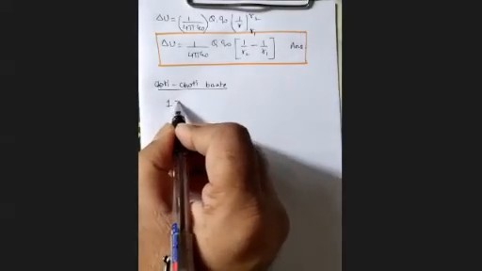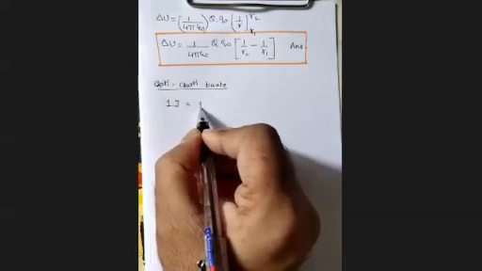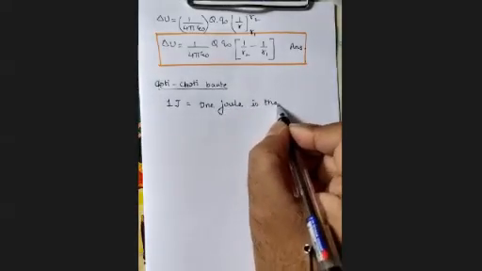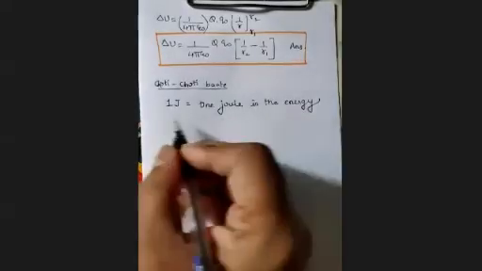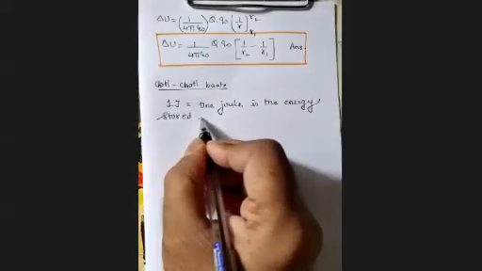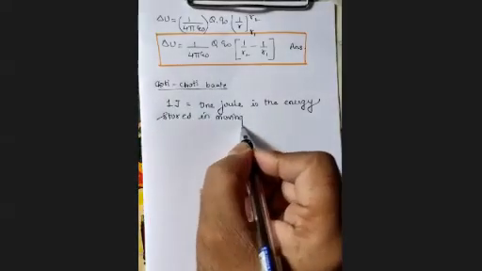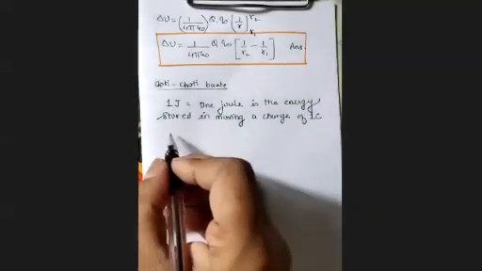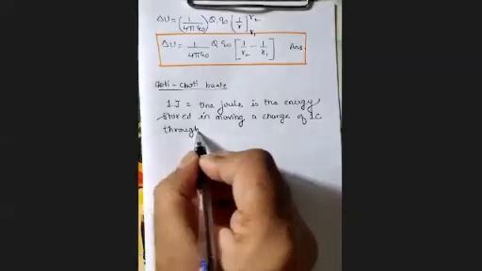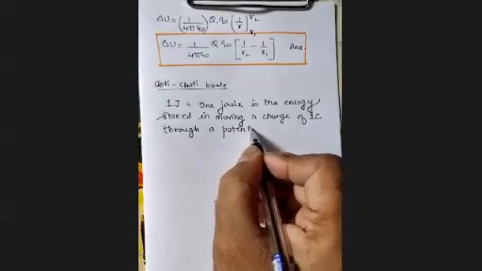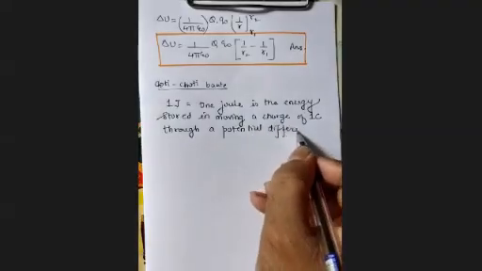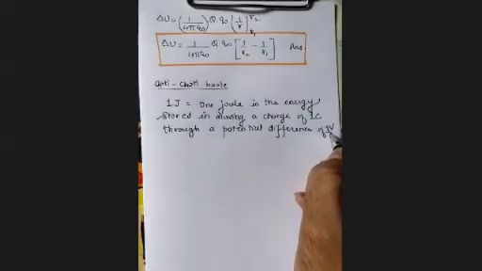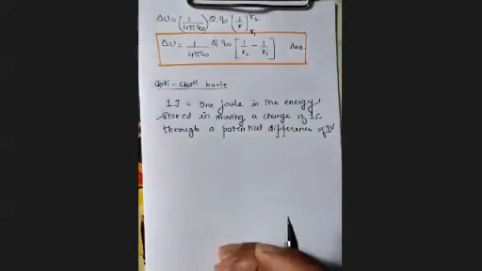What is 1 joule? 1 joule is the energy stored in moving a charge of 1 coulomb through a potential difference of 1 volt. So that is called 1 joule.